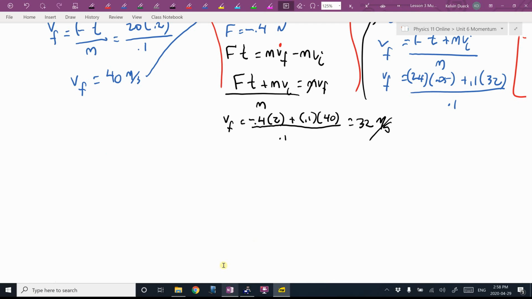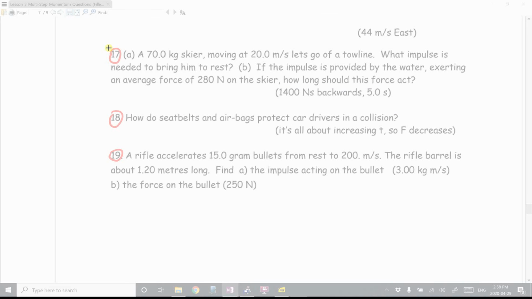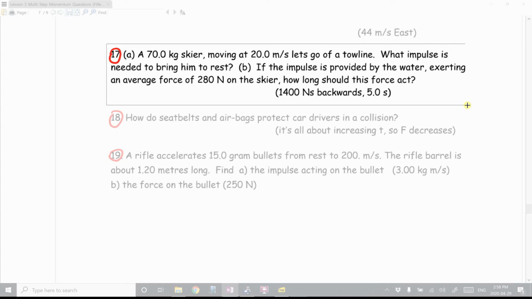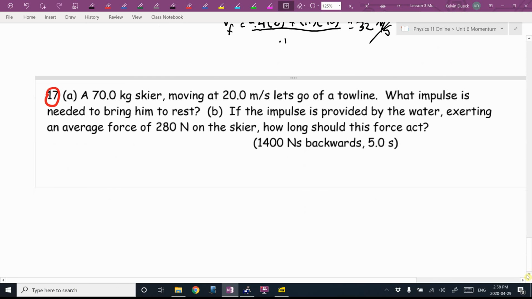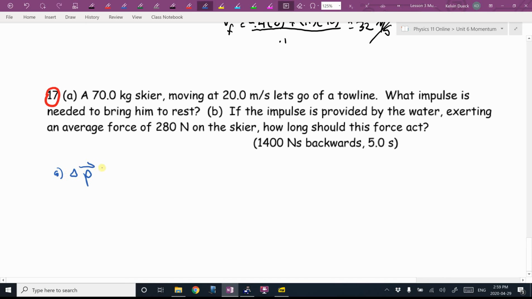17. Looks like number 17 is asking me time. Oh no, it's got an A and a B. First A, I forgot to put the letter A in the question, but clearly that's part A. It wants the impulse. Alrighty, so A, another word for impulse is the change in momentum.